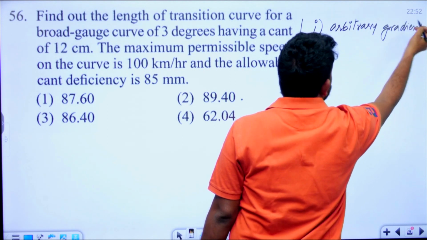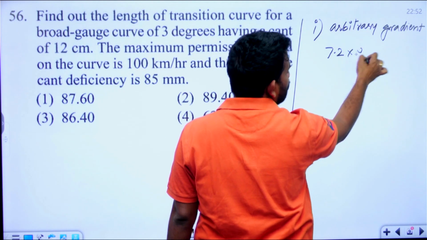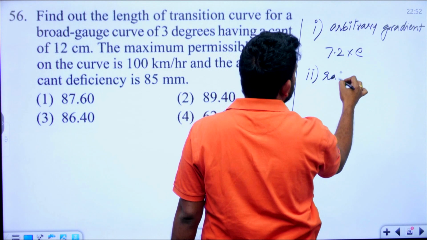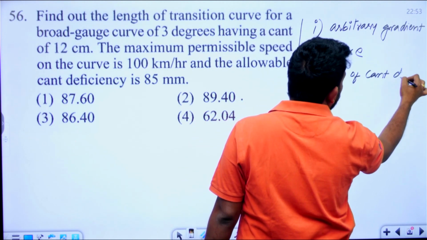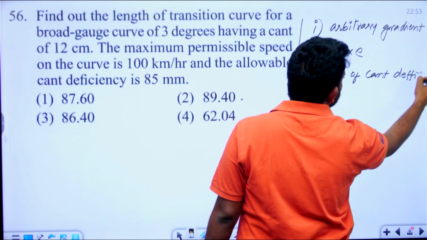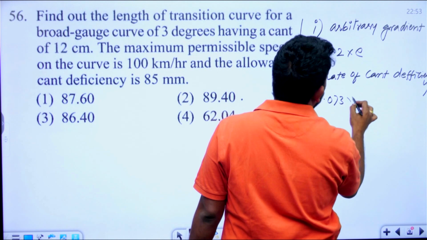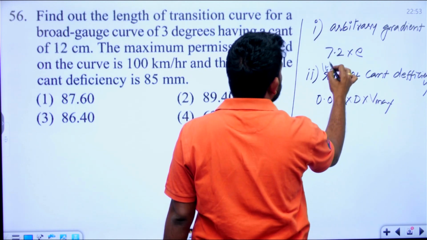The very first condition is from the arbitrary gradient, where the formula comes out to be 7.2 times E. The second is based on rate of cant efficiency. So 0.073 into D into V max. This is the formula for the length of the transition curve based upon this cant efficiency.